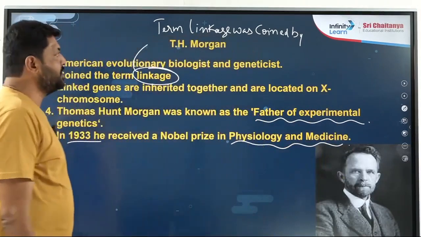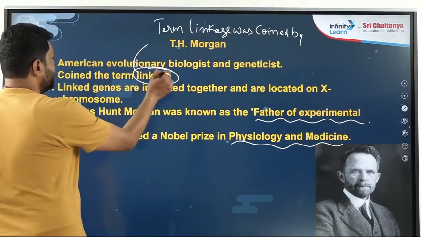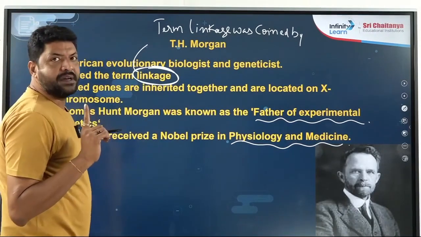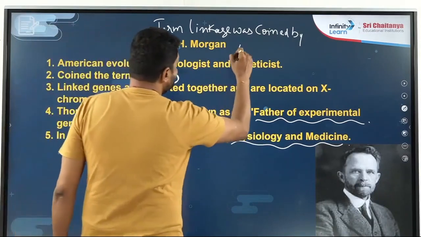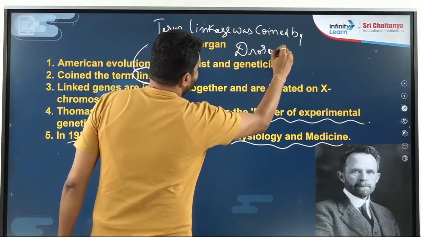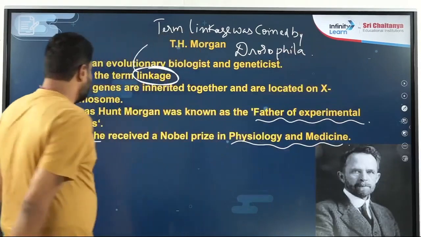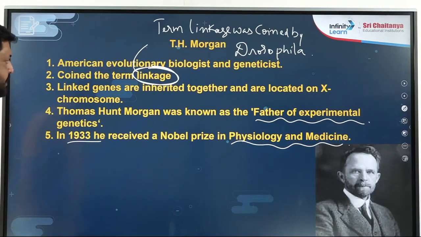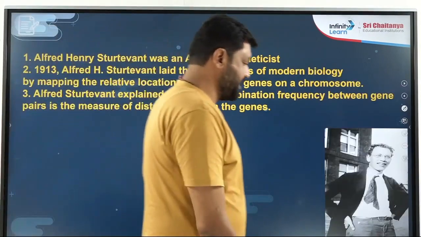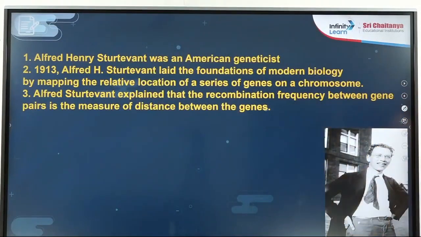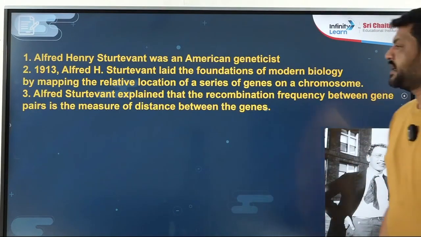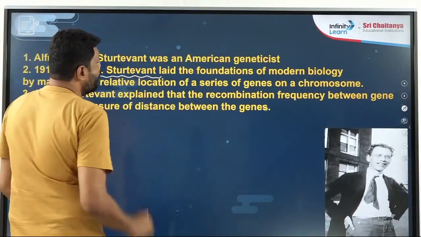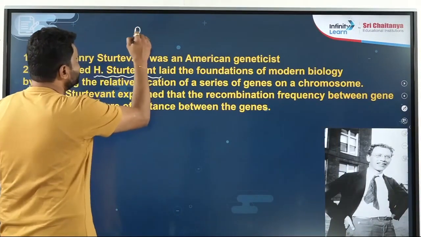Thomas Hunt Morgan, you have to remember 3 points. The term linkage was coined by Thomas Hunt Morgan. Second, the experimental material of T.H. Morgan is Drosophila. And third, Thomas Hunt Morgan was known as the father of experimental genetics. Now he is a fellow scientist, one of the most important scientists. It was asked in the 2017 AIPMT. So this is the question asked: who proposed the word recombination frequency?